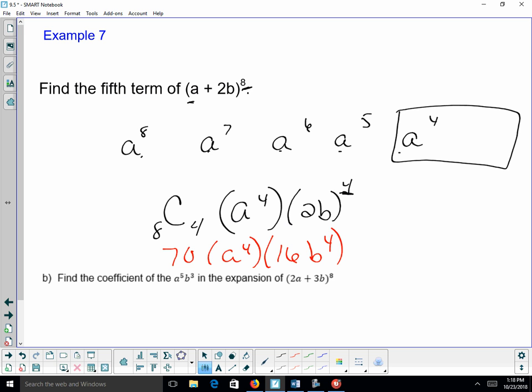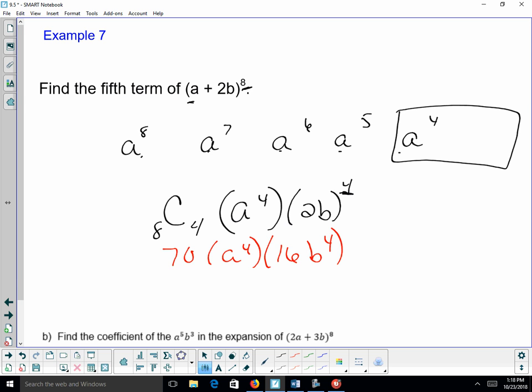Then I'm going to multiply to find the fifth term. I'm actually going to have to multiply this 70 times the 16. I get 1,120, I hope. A to the 4th, b to the 4th. A quick way to do this is, whatever term I want, the fifth term, the second variable's exponent is always 1 less, because I start with 0 and then start counting up.